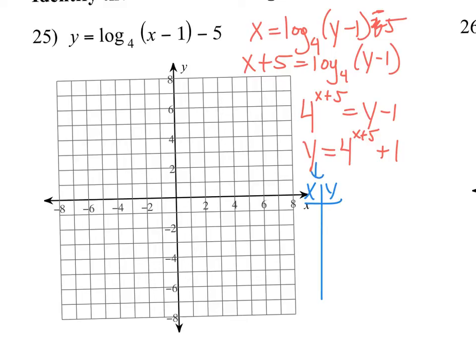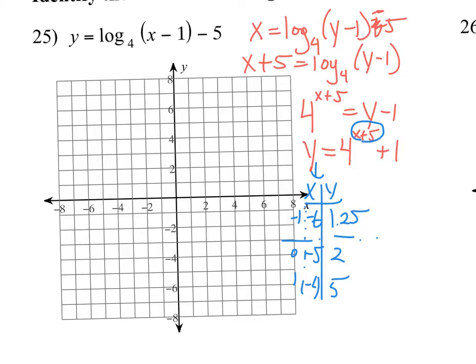This is for my original function. And I'm going to plug in numbers that make my exponent -1, 0, and 1, just to give myself a nice range of the graph. The number that would make this -1 would be -6. And if I plug that in, we get 1/4 plus 1 is going to be 1.25. If I plug in -5, we get 4 to the 0 is 1, plus 1 is 2. And if I plug in a number that makes this 1, that would be -4. 4 plus 1 is 5.